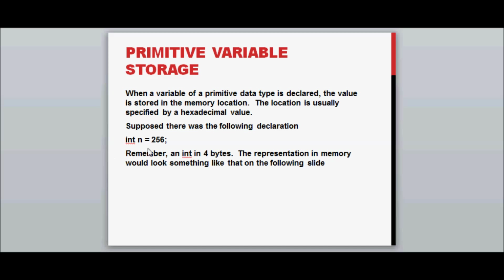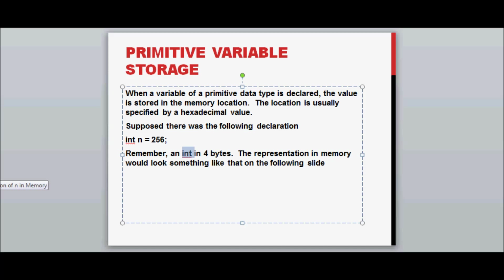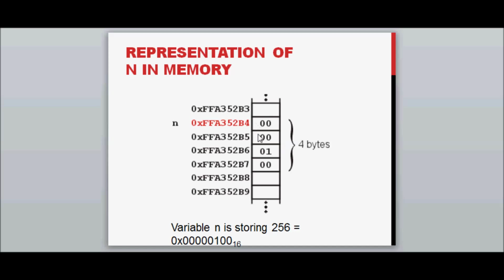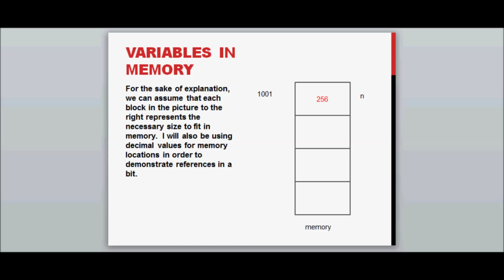All right, so the thing that you have to recognize about storing a number in memory is that, for example, in this example, we're storing 256 in the variable n, and remember, an integer is 4 bytes. So the memory would look something like the following. This is just the binary storing 4 bytes of 256 in memory. So n is the location, and it takes up 4 bytes inside of memory. For the sake of explanation, we could just say that the location of n is 256, and let's just say it's in location 1001.